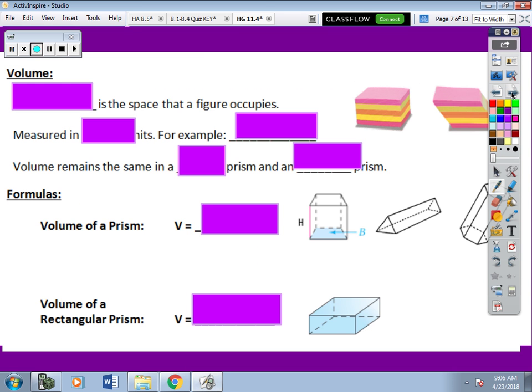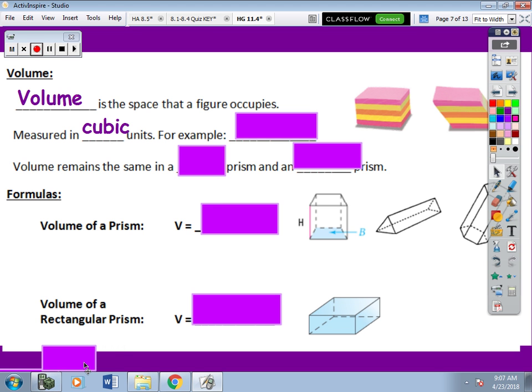But of course, you'll have your formula sheet. It's also important to notice when we do volume, we will have to use cubic units instead of square units. So volume is the space that a figure occupies, and it is measured in cubic units. How many cubes fit inside? So for example, inches cubed, centimeters cubed, which can also be read cubic inches or cubic centimeters.